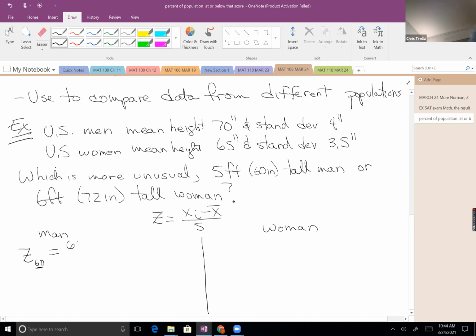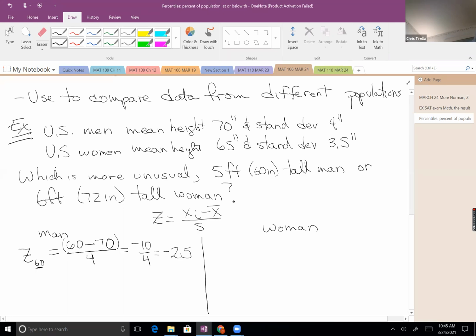It would be that height, 60, minus the mean. Well, the mean for guys is 70, divided by the standard deviation for guys, which is 4. Be very careful if you're doing this with your calculator and you want to do it in one fell swoop, you need parentheses around the numerator. Rather than that, I usually take the time to do it in 2 parts. 60 minus 70 is -10, and that divided by 4 is -2.5.